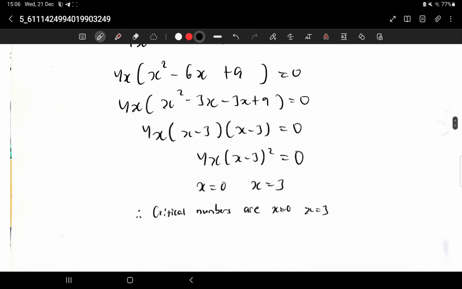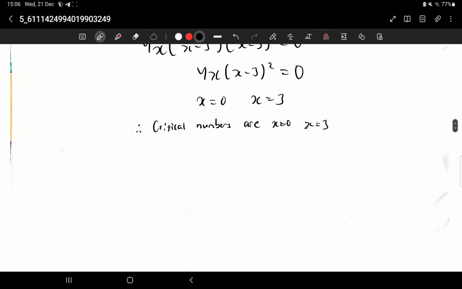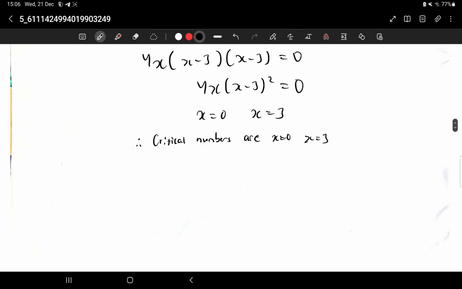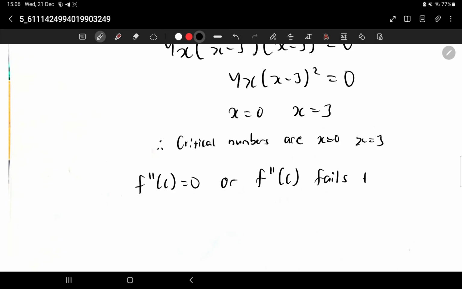So determine the points of inflection. Like I mentioned in the beginning, I forgot the definition. Here it is. The definition of an inflection: at point c, f of c, if f double prime of c is 0, or f double prime of c fails to exist, or it's undefined. I think both of them are the same thing.